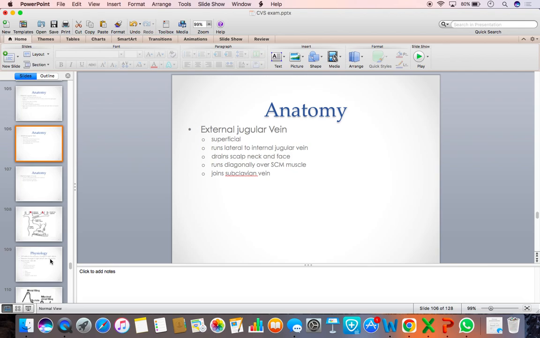The external jugular vein is superficial, runs lateral to the internal jugular vein, drains the scalp, neck, and face, and runs diagonally over the sternocleidomastoid muscle, whereas the internal jugular vein lies deeper to the sternocleidomastoid on the right side as well as on the left side. Okay.